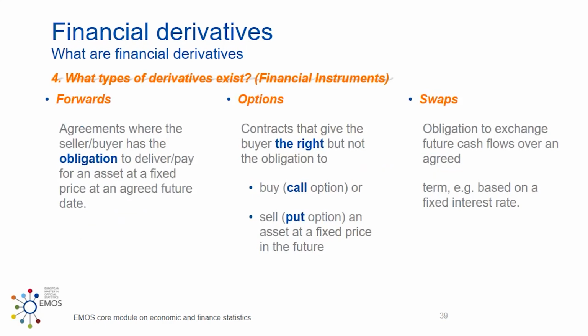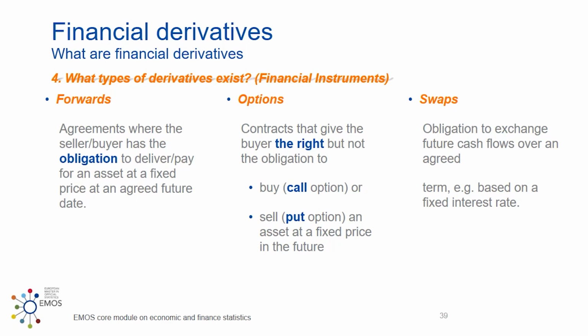So the next question is, what types of financial derivatives exist? Although there is a wide range of financial derivatives, there are basically three broad categories or types. First of all, there are the forward type financial derivatives, and what this means is that there is an agreement where the seller or buyer has the obligation to deliver or pay for an asset at a fixed price at an agreed future date. What does it mean?